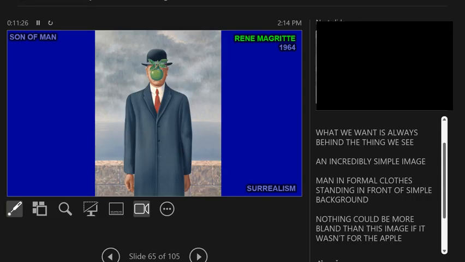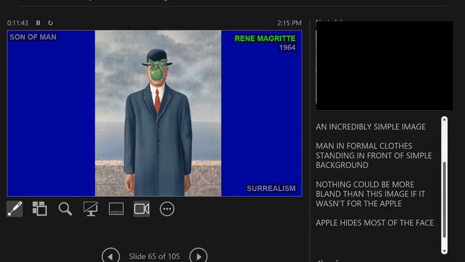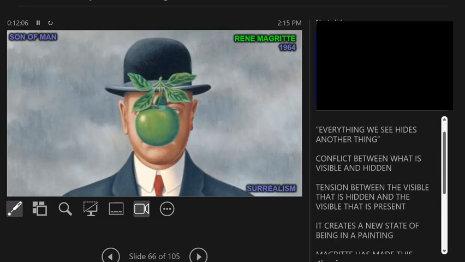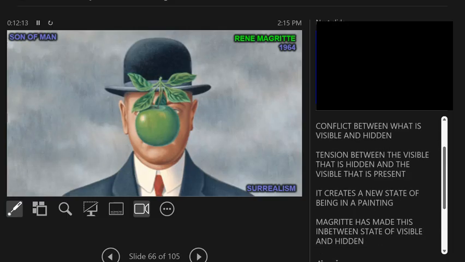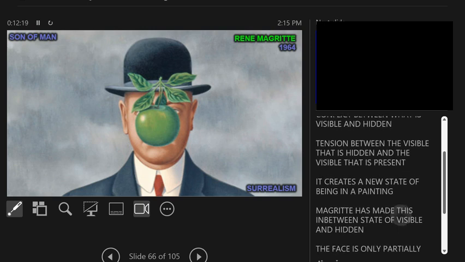This is an incredibly simple image, and the only thing that makes this image interesting is the apple. If the apple wasn't there, this would be a completely boring painting. What the apple is covering is boring as well. It's just his face. It doesn't look like this guy would be any more interesting if the apple wasn't there. But because the apple is hiding it, we want to see what's behind the apple. We always want to see that which is hidden, and everything we see hides something else. So the conflict is between what is visible and hidden, and the tension between the visible that is hidden and the visible that is present.